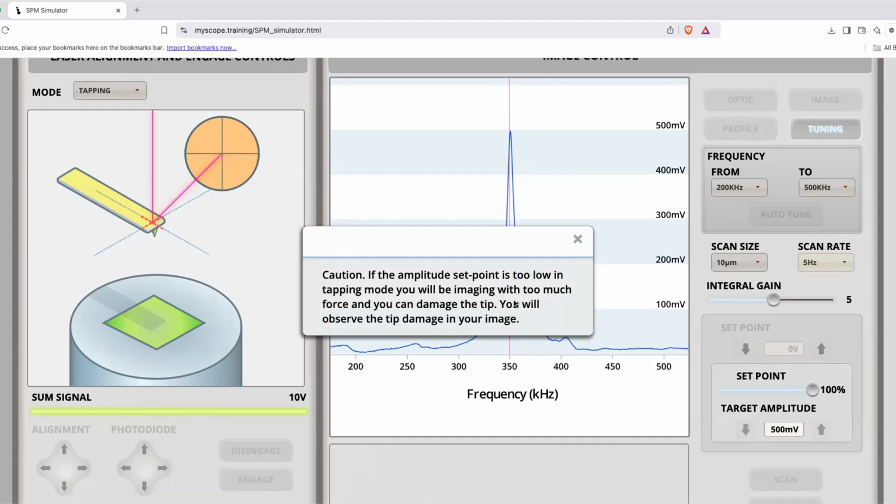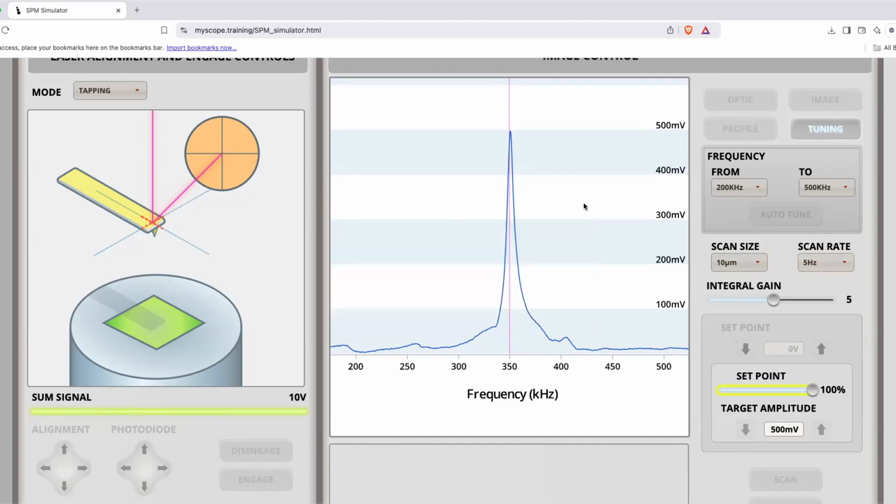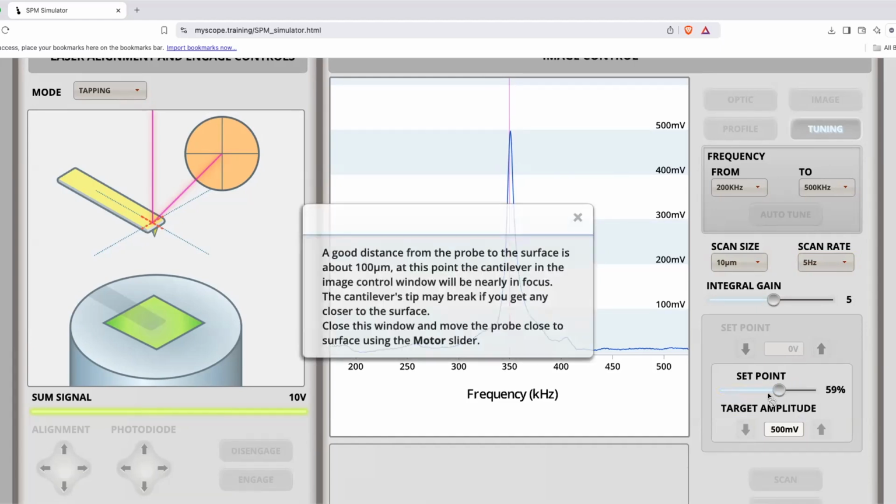Problem? Yeah, if you go too fast, you break the demo. So don't destroy your instrument. Yes. It requires a gentle way of operating.